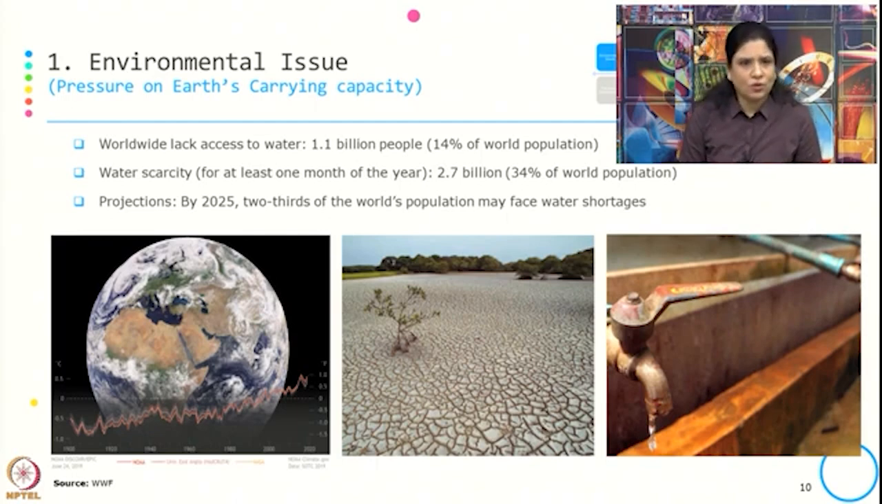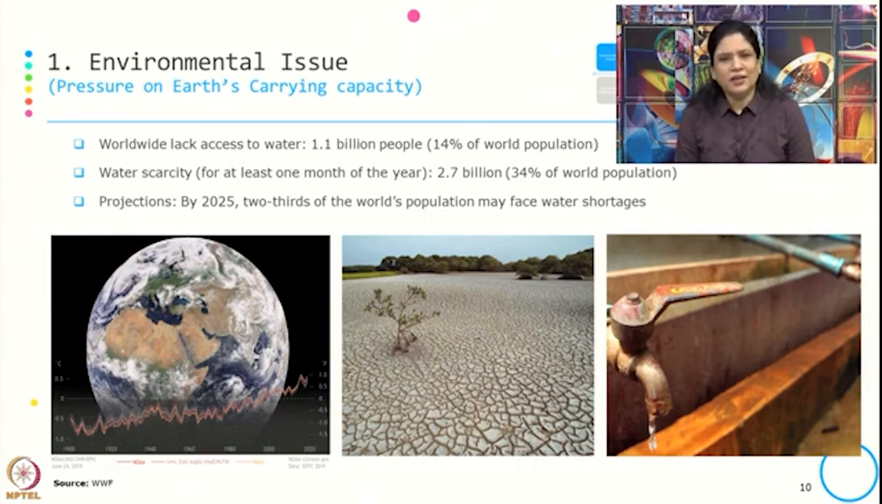A few facts about water. Worldwide, those lacking access to water number 1.1 billion, that is 14% of the world population. Water scarcity for at least 1 month of the year affects 2.7 billion, that is 34% of the world population, and the projection is that by 2025, two-thirds of the world population may face water shortage.